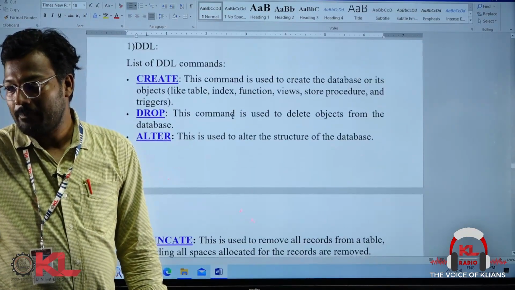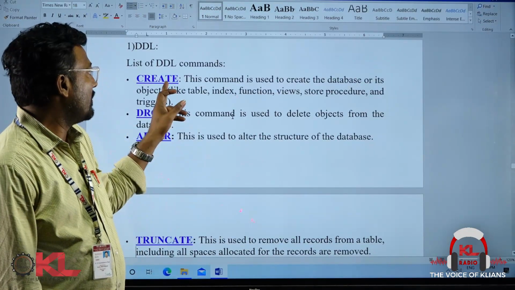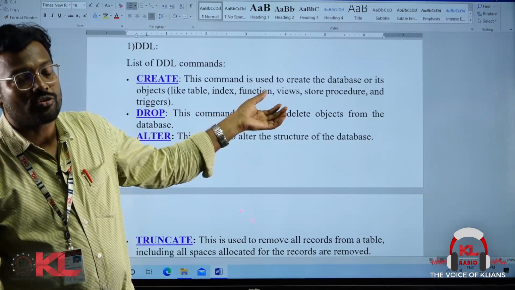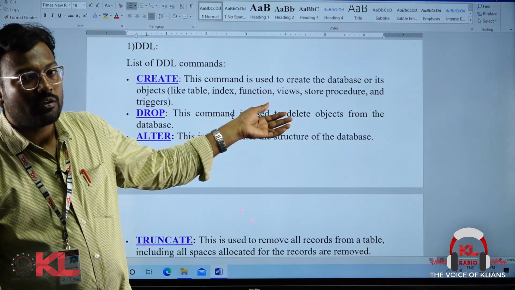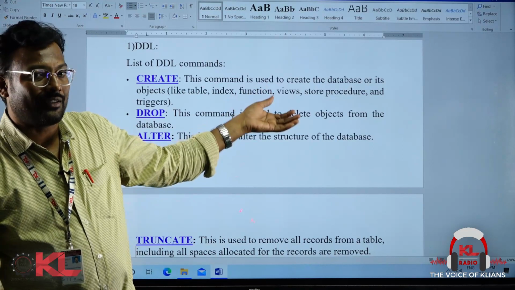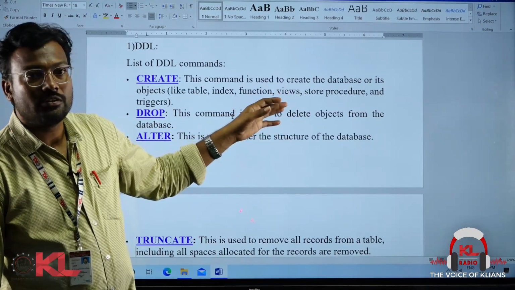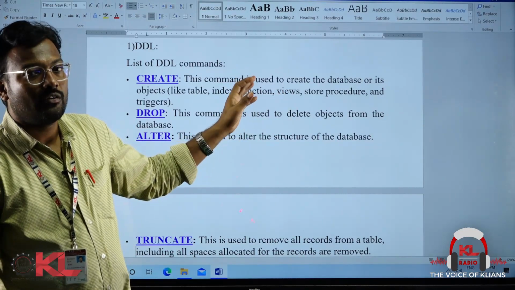So, if you see here, listing create. This command is used to create a data source like a table in order to work on that. And the drop command is used to delete that object.